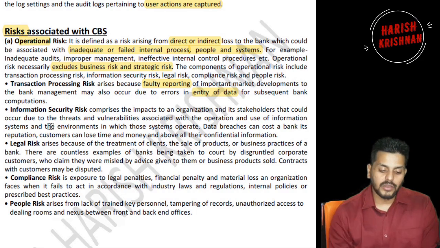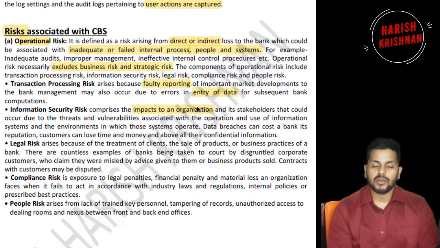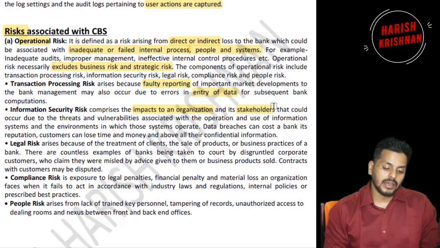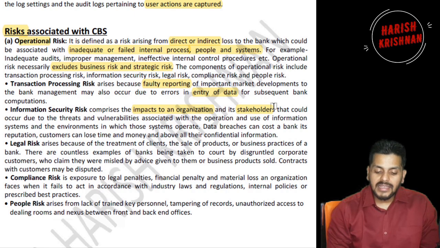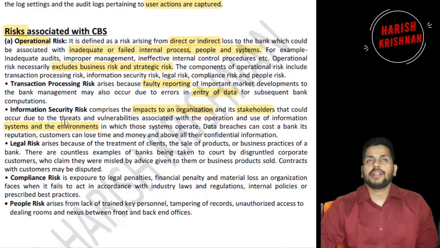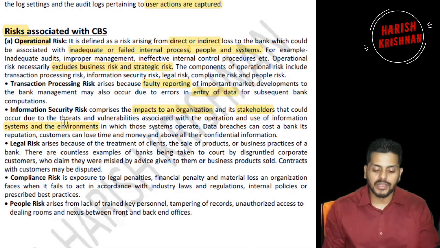Then information security risk comprises the impacts to an organization. What does it do? It comprises the impacts to an organization and its stakeholders that could occur due to the threats and vulnerabilities associated with the operation and use of information system. Sir, then what should I do? Don't use information system. Sir, but that's so stupid. We know this. From the first chapter, we are seeing this. If you want to avoid a risk, you should not do it. But no, it's not like that. So therefore, you can definitely go ahead dealing with it.